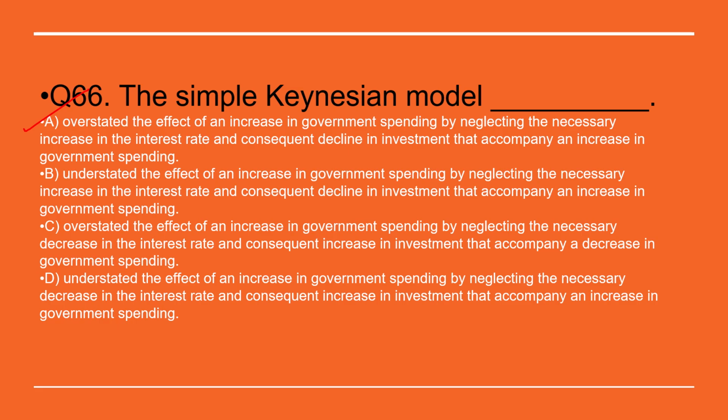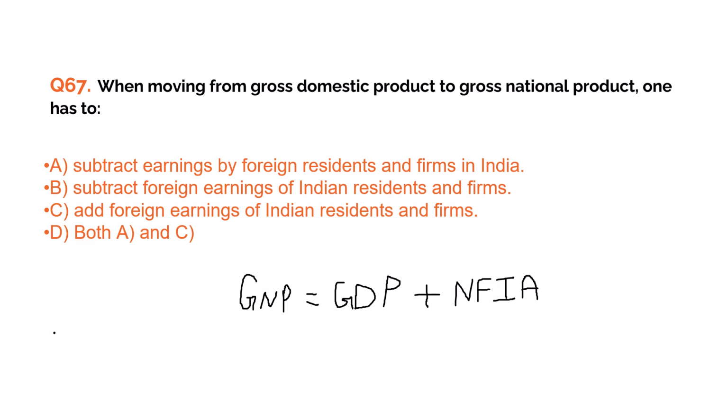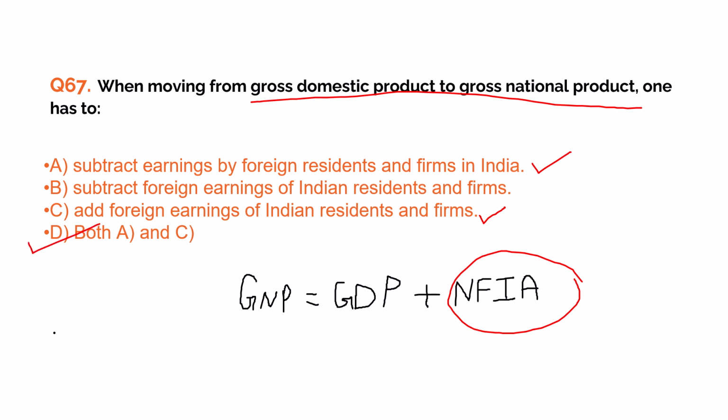Now moving on to the next question. While calculating GNP from GDP, we have to add NFI, that is net factor income from abroad. We have to add foreign earnings of Indian residents and firms, and subtract earnings by foreign residents and firms in India. So the correct answer should be option D, both A and C.